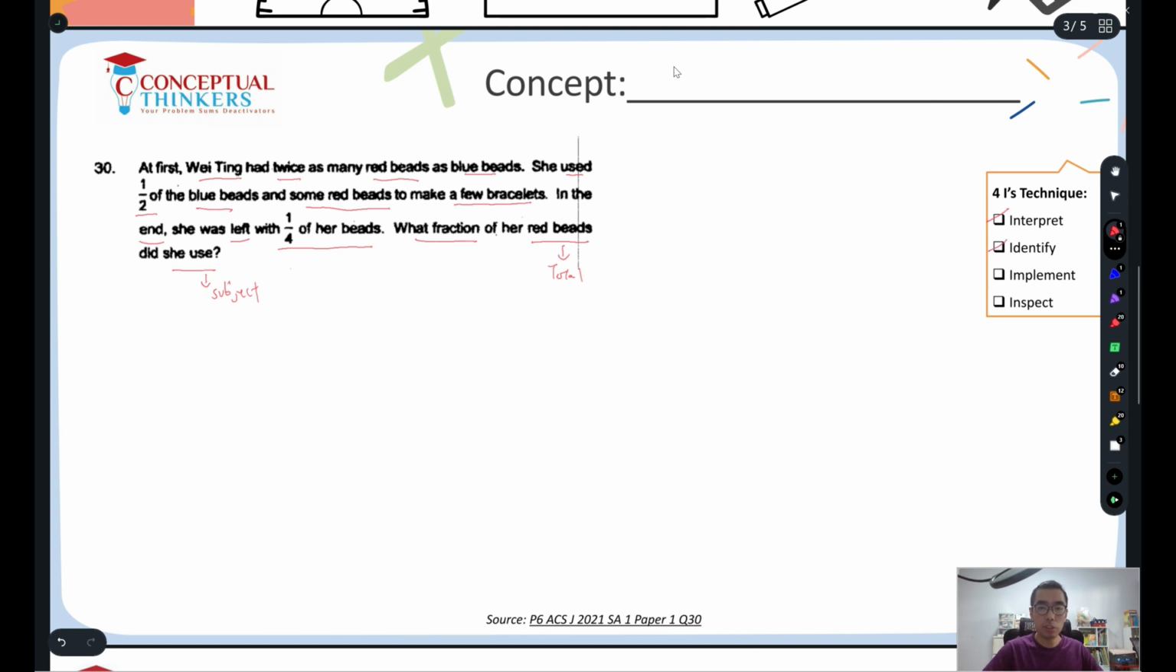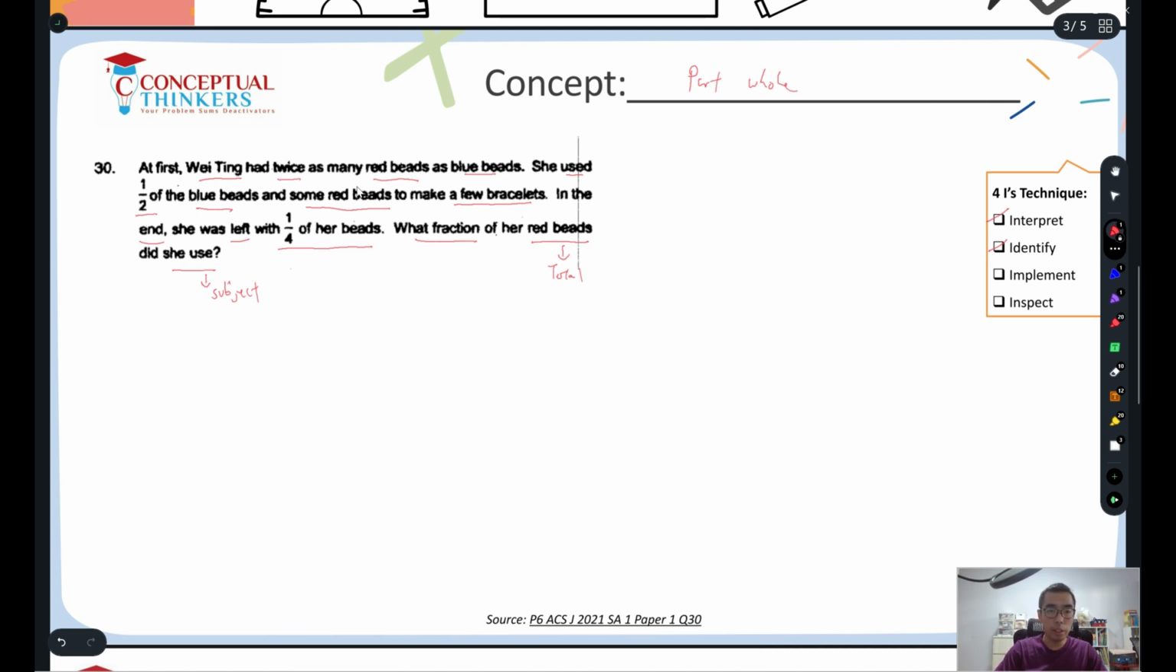So the concept here is actually a part-whole concept. Now there are a few ways to do this question, so I'm going to show both ways. One is more visual, using model drawing, and the other I'll be using the ratio method. Okay, so let's start with the model drawing method.